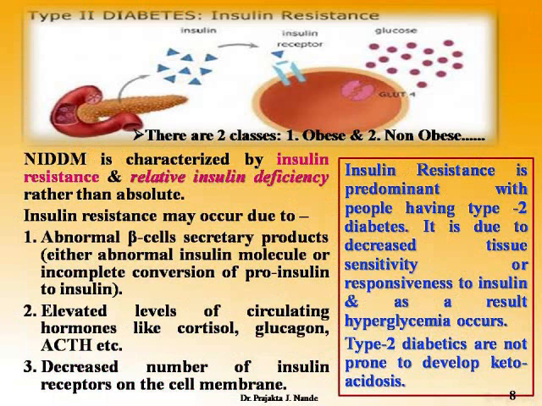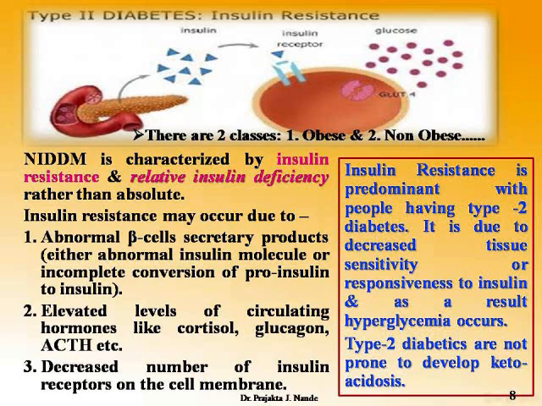In contrast to IDDM, NIDDM is characterized by insulin resistance and relative insulin deficiency rather than absolute insulin deficiency. Insulin resistance is predominant with people having type 2 diabetes, and it is due to decreased tissue sensitivity or responsiveness to insulin, and as a result hyperglycemia occurs. Insulin resistance may occur due to abnormal beta cells secretory products, that is either abnormal insulin molecule or incomplete conversion of proinsulin to insulin, increased levels of circulating hormones like cortisol, glucagon, ACTH, etc., and decreased number of insulin receptors on the cell membrane.